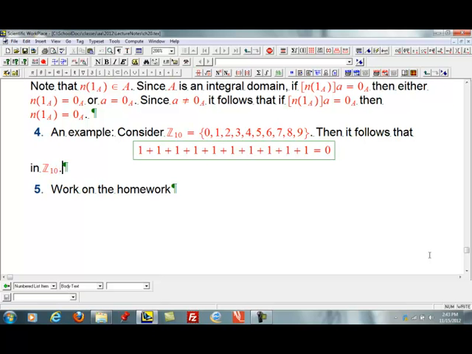So what is the characteristic of Z10? So what would be the characteristic of C? Oh, it's 0 because it said when it's infinite, it's 0. Uh-huh.